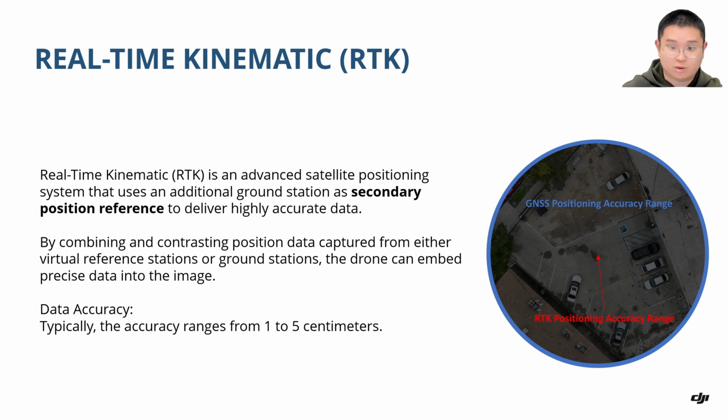Surveyors usually establish these ground stations for position reference based on a geographically known point, a monument, or a point accurately measured with professional GNSS equipment down to the centimeter level. For instance, on the right side of the screen, I have a blue circle that indicates the GNSS positioning accuracy range, which again is 2 to 20 meters. And in the middle of the blue circle, I have the red dot to indicate the RTK positioning accuracy range, which is only 1 to 5 centimeters in radius. As you can see, it's just a few pixels compared to the blue circle.